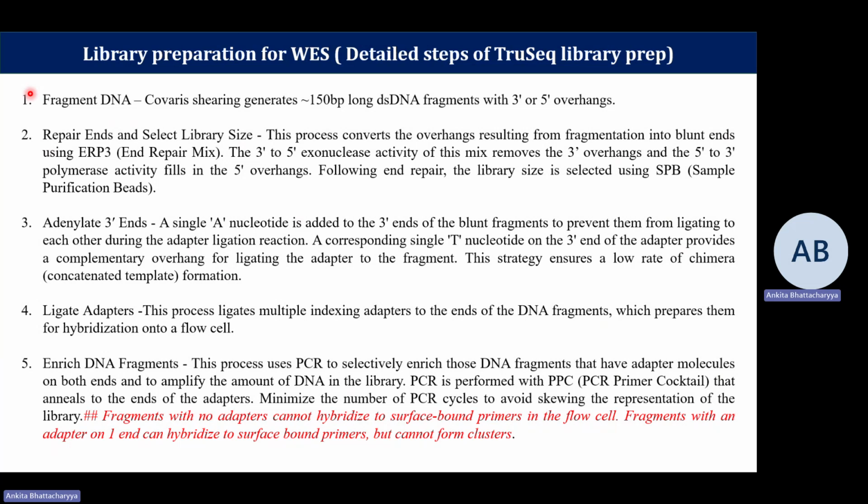Repair ends basically means that you remove those overhangs that have formed as a result of the fragmentation step using covariance shearing, and then you convert them into blunt ends using an end repair mix called ERP3. Again, this is a company specific nomenclature. It's sort of the jargon that they use, so we just go along with it. And within this repair mix, you also have a 3' to 5' exonuclease activity, which removes 3' overhangs, and 5' to 3' polymerase activity, which fills in the 5' overhangs.